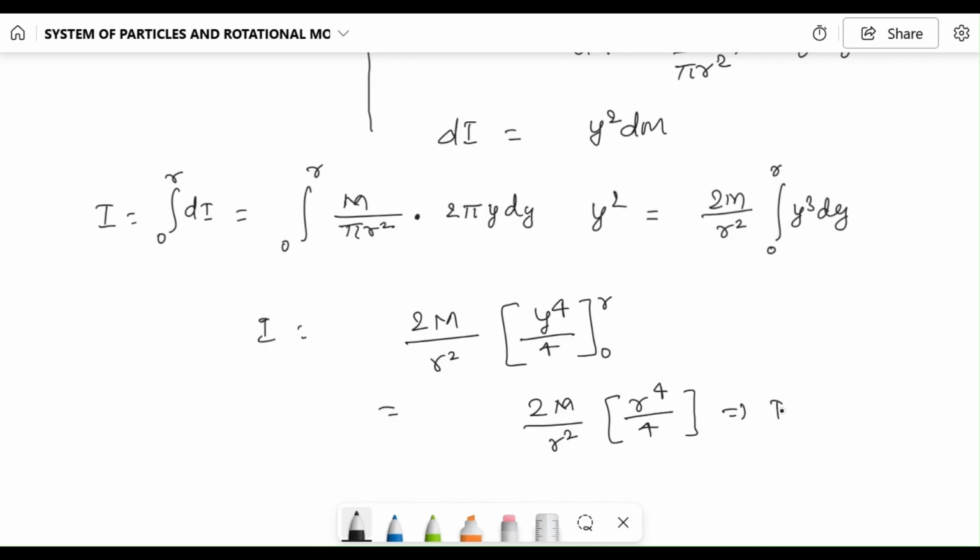And at the end, we are going to get I equals 1 by 2 m r square, where m is the total mass of this disk and r is its radius. So here we got the moment of inertia for this disk.